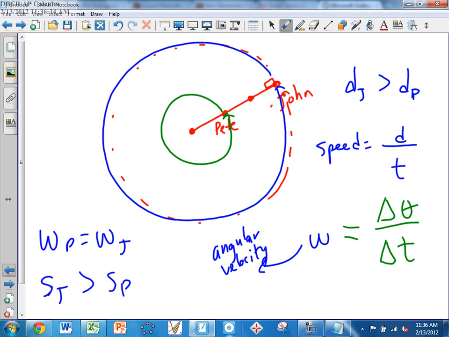Okay? So again, let's think about this one last time. John is further out. He travels further, thus his speed is higher because he travels a further distance in the same time period. But they both go an angle of 360 degrees, so they have the same angular velocity. So their angular velocity is the same, but the speed of John is greater than the speed of Pete.